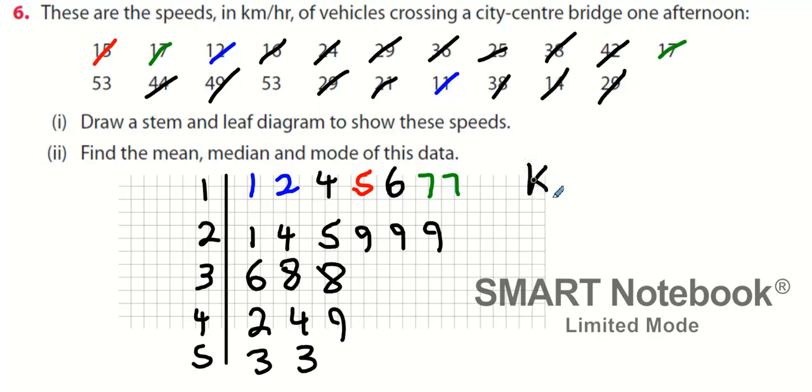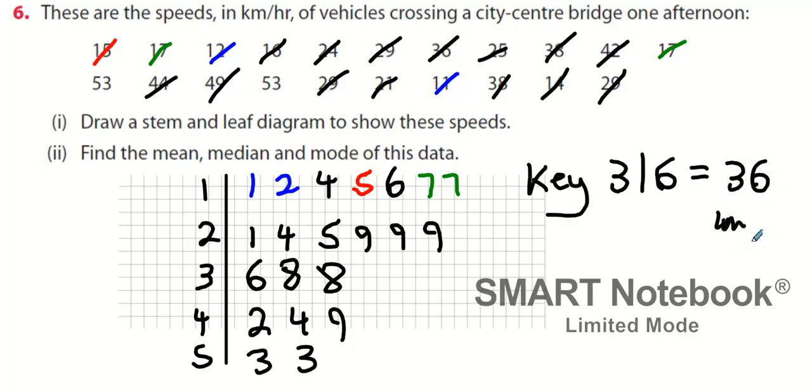Why? Pick any number from your list and explain it. I'll pick 36. 36 means 36 kilometers per hour. Now, here's the hard part. Yeah, but that's one part of it done. Now, here's the next part. How do you get the mean?